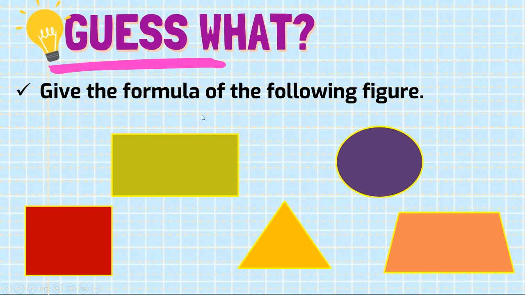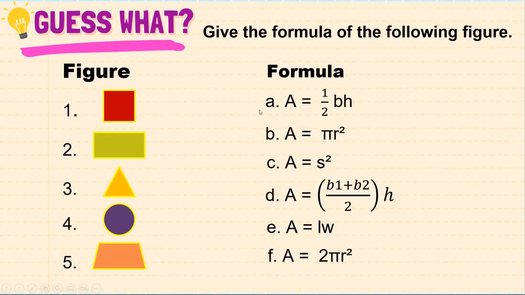Now, let's have another activity. Guess what? Give the formula of the following figures. These are the figures. Figure number 1 is a square, 2 is a rectangle, 3 is a triangle, 4 is a circle, and number 5 is a trapezoid.